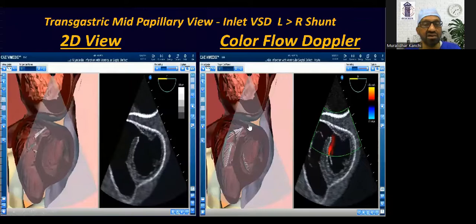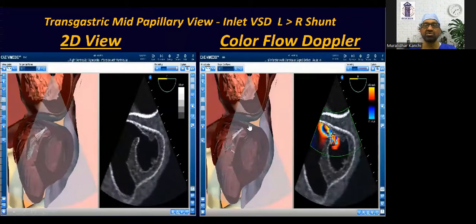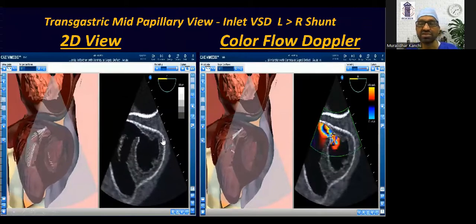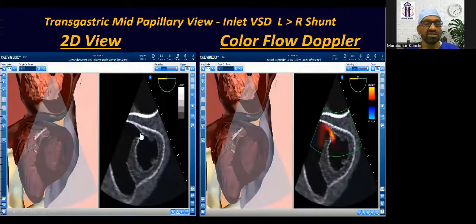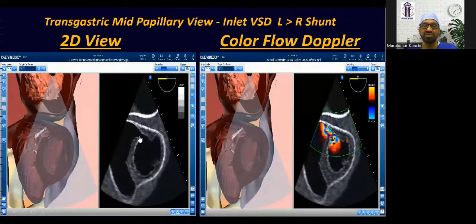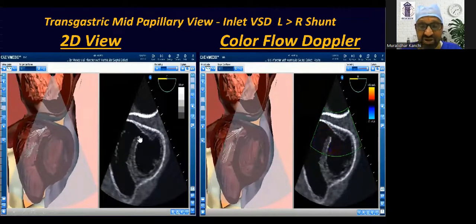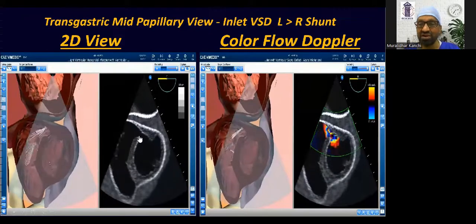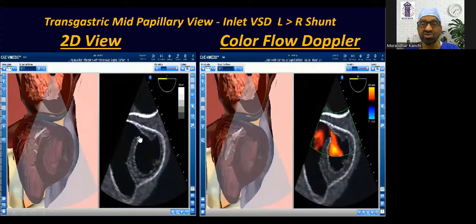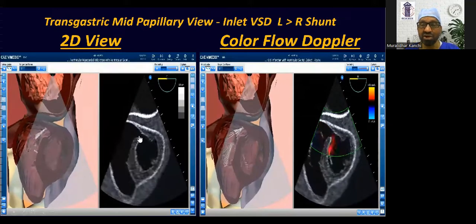This animation depicts the interventricular septum in a transgastric view. You can see the septum is defective here in a patient who had acute MI, which indicates ventricular septal rupture. Septal or free wall rupture occurs in about 1% of patients who develop acute myocardial infarction. It causes 15% of the hospital mortality.